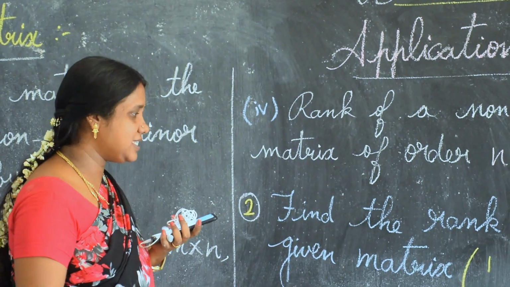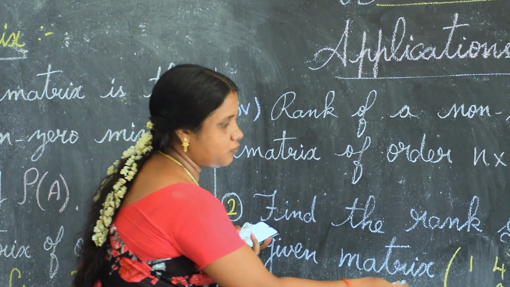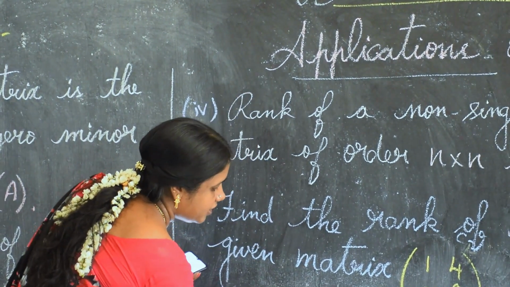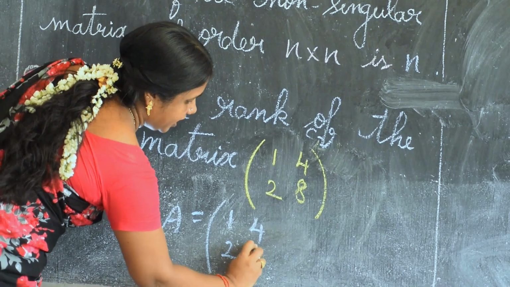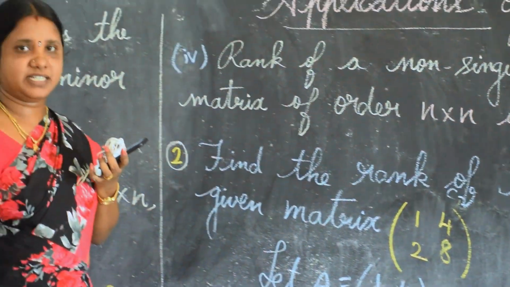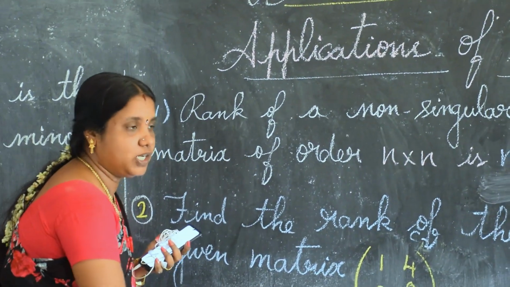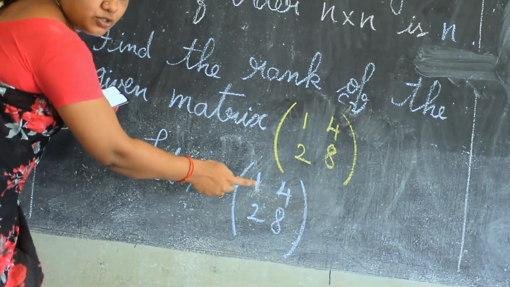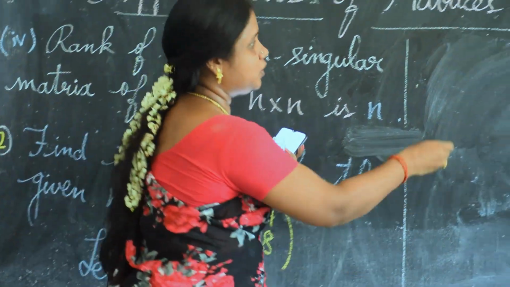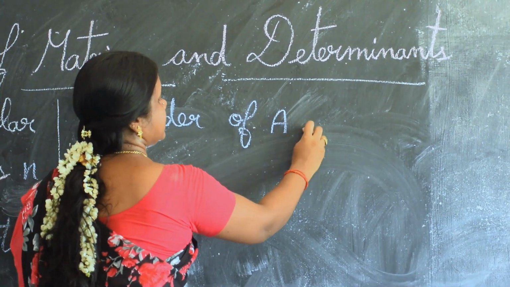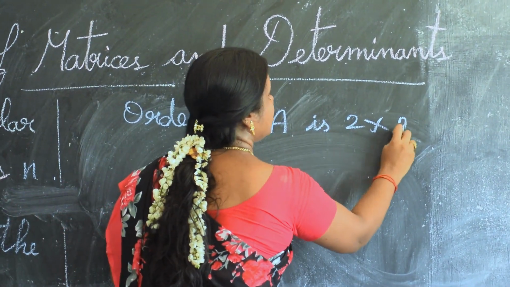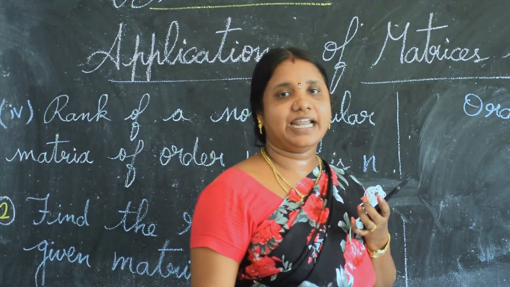Next problem is, find the rank of the given matrix 1, 4, 2, 8. So write let A equal 1, 4, 2, 8. What is the order of the matrix here? How many rows, how many columns here? For this problem also 2 rows and 2 columns. So the order of matrix A is 2 rows and 2 columns. That means what is the rank of the matrix?